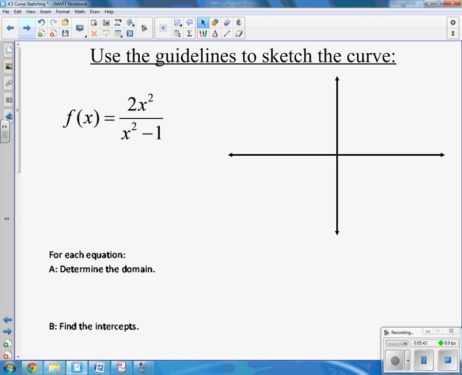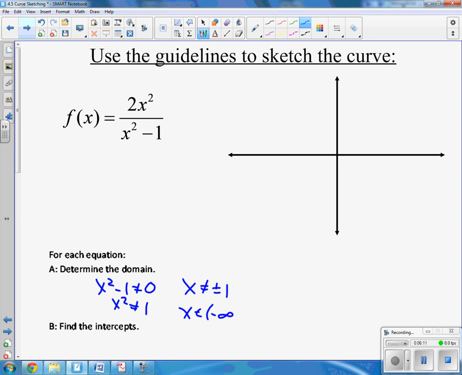So I'm going to start by determining the domain of this function. I can see that I have a denominator, x squared minus 1. So I know there's going to be a restriction on the domain because x squared minus 1 can't equal 0, which means x squared cannot equal 1. And that's going to lead me to x cannot equal positive or negative 1. So my domain is going to contain x values from negative infinity to negative 1, negative 1 to positive 1, and 1 to infinity. All right, that's going to help us later with the vertical asymptote.